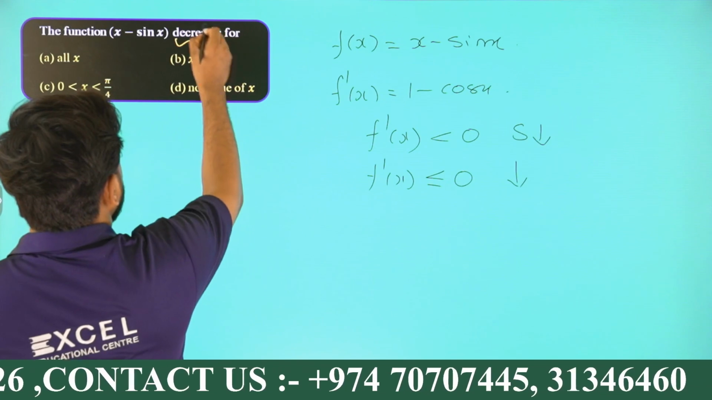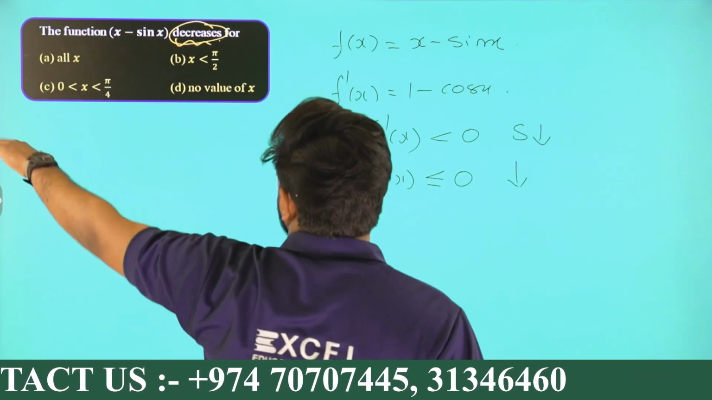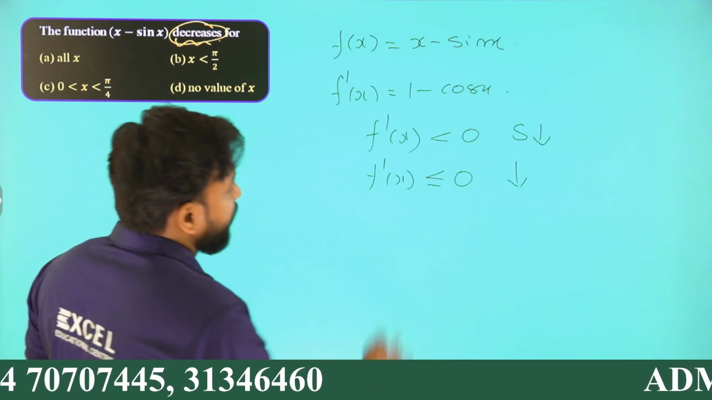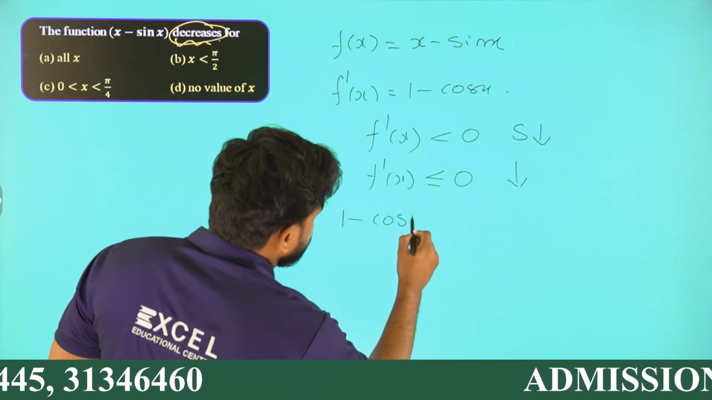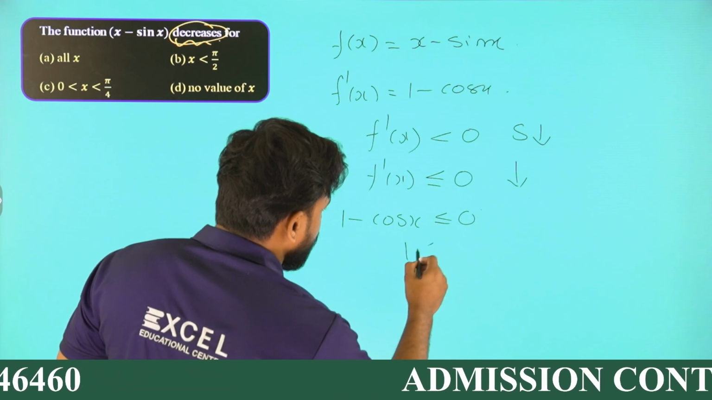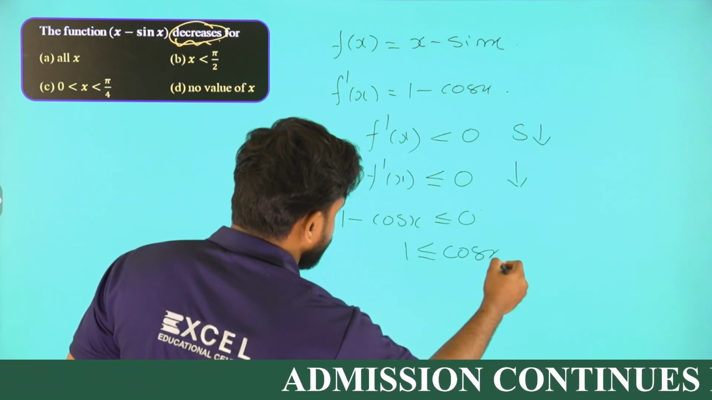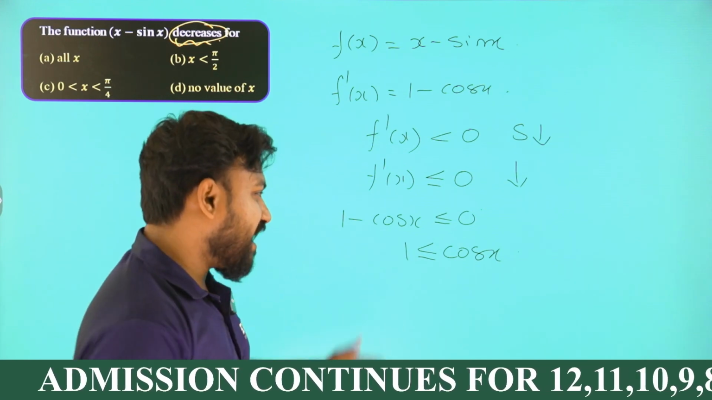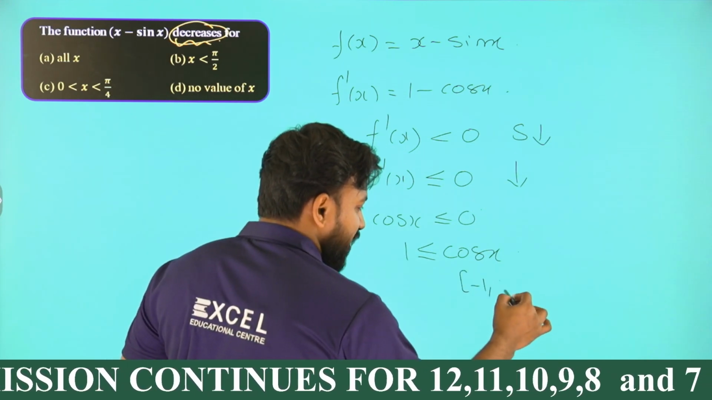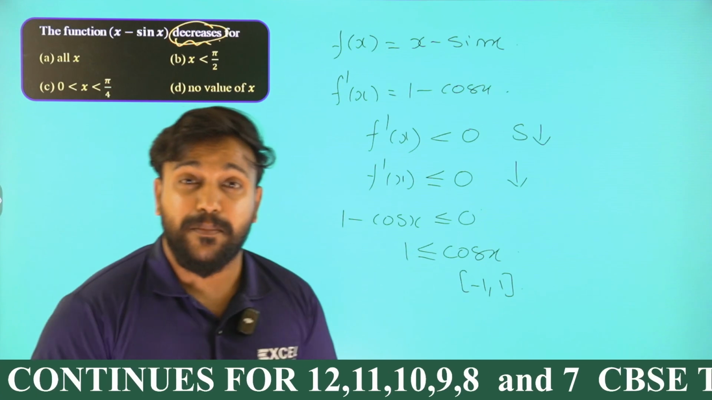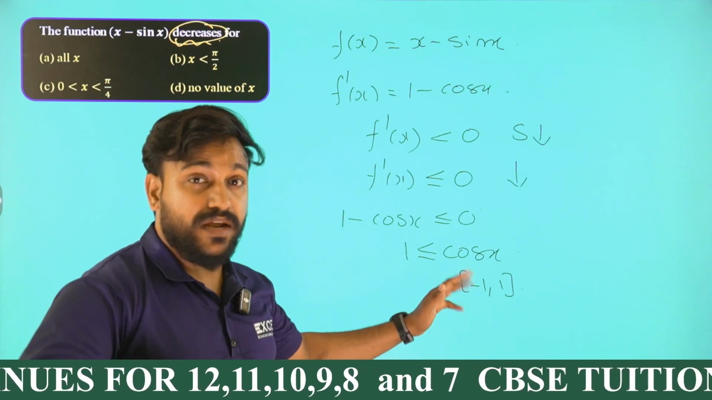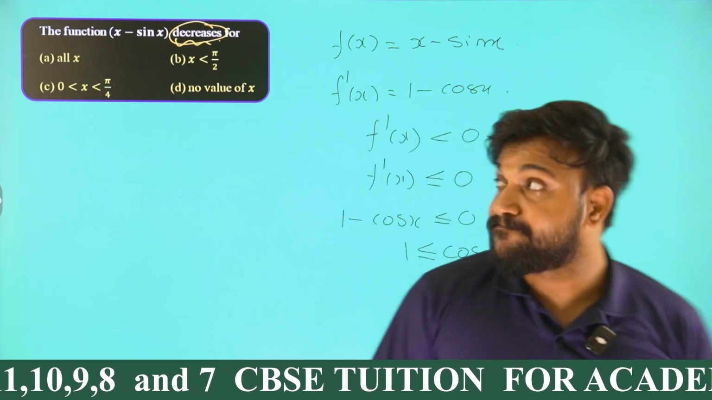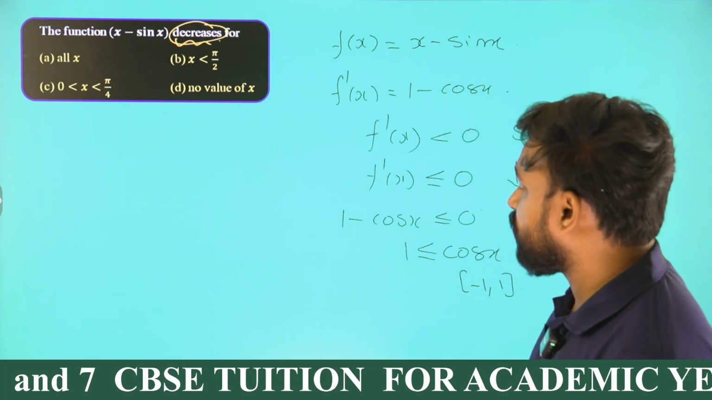They ask for only what? Decreases. In the options, I am not able to see any equal to sign. Let's see what we are getting. So f dash of x is what? 1 minus cos x is less than or equal to 0. So 1 is less than or equal to cos x. Ready? So again, this cos x is between -1 and 1. Cos x will not become greater than 1. So the greater than 1 option is not there. So it can become equal to 1 for what?